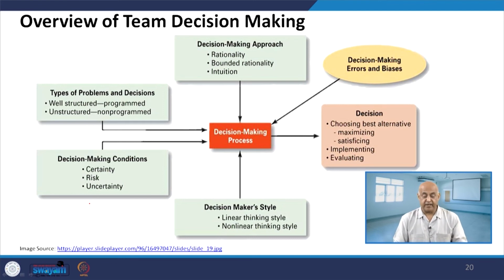Then we are talking about the types of decision making problems and decisions: well structured and unstructured. Decision making conditions are certainty, risk and uncertainty, in which situation you are taking the decision. Then the decision maker style is the linear thinking style or the non-linear thinking style, so it will totally depend on the decision maker. Decision best alternatives: maximizing, satisficing, implementing or evaluating.